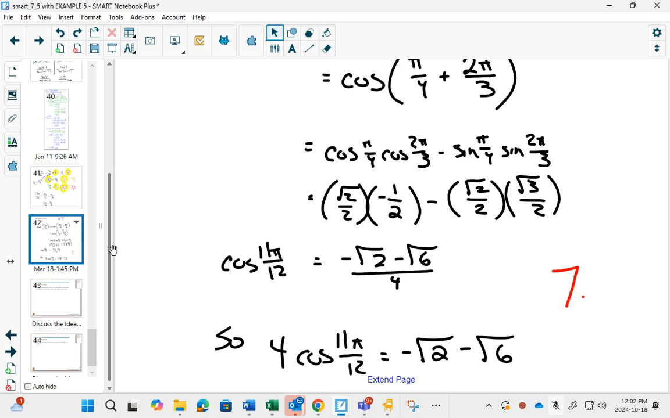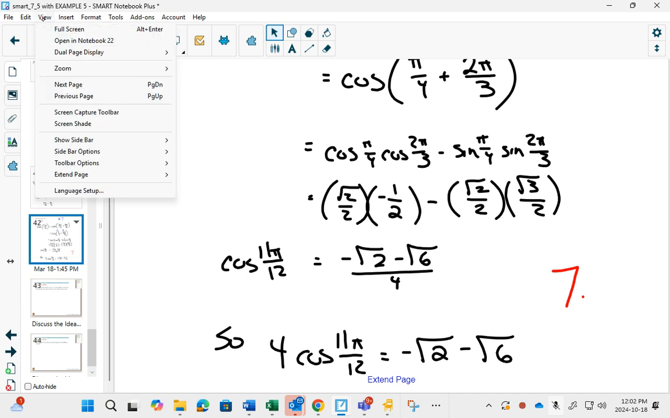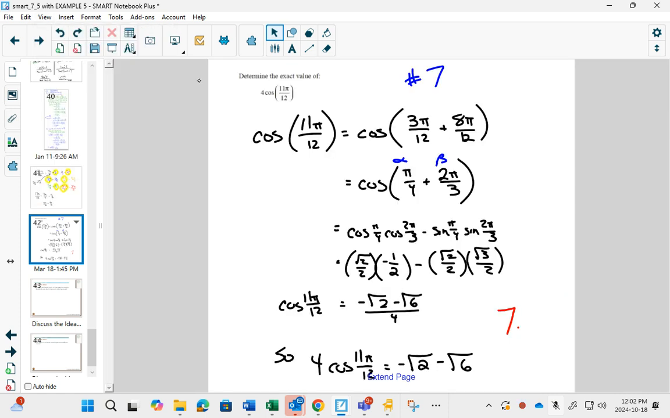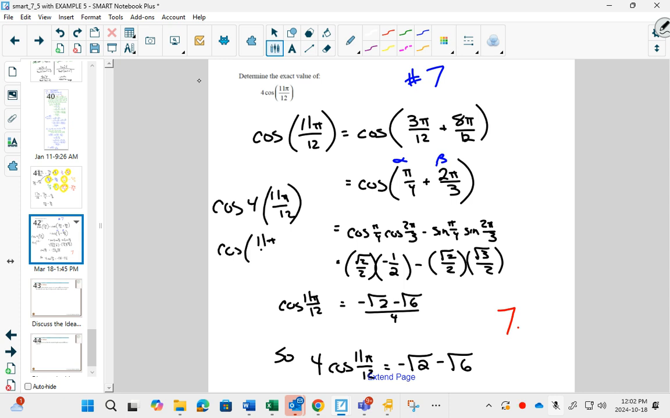Yes? Could you go back to the question? I could go back here, I'll zoom out so we can see everything. Okay, if the 4 was inside the brackets, we wouldn't be able to do it. Well, if the 4 was inside the brackets, I would reduce. You get 11 pi over 3, and that's part of my pi over 3 family, so I know it's equal to a half. I know this is in quadrant 4, so it's positive a half. But it's outside of the brackets.